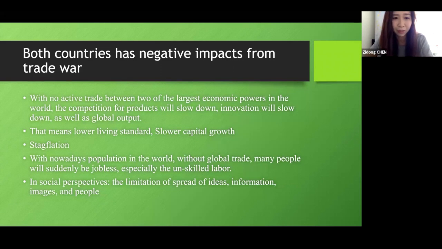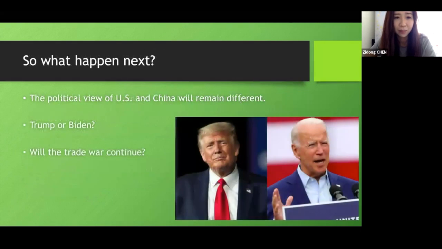And with the nowadays population in the world relying on global trade, many people may suddenly go jobless, especially unskilled labor. From a social perspective, there is a limitation on the spread of ideas, information, images, and people. So what happens next? The political views of the US and China will remain different. We're not sure whether Trump or Biden will win this election, but will the trade war continue? So that's our presentation. Thank you.